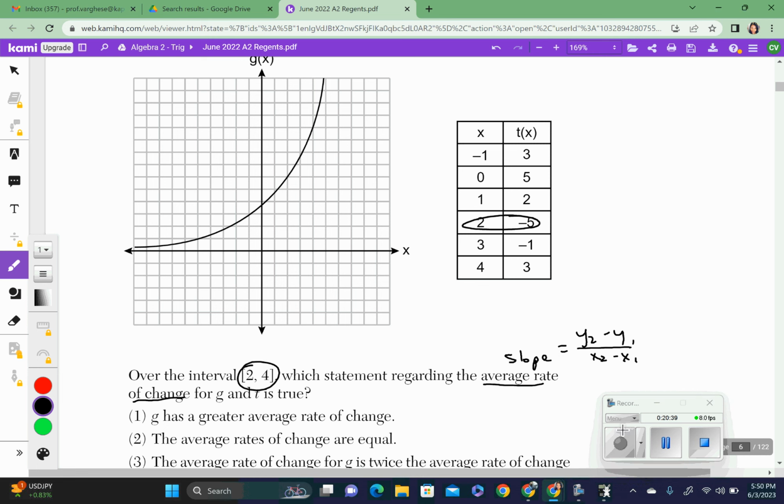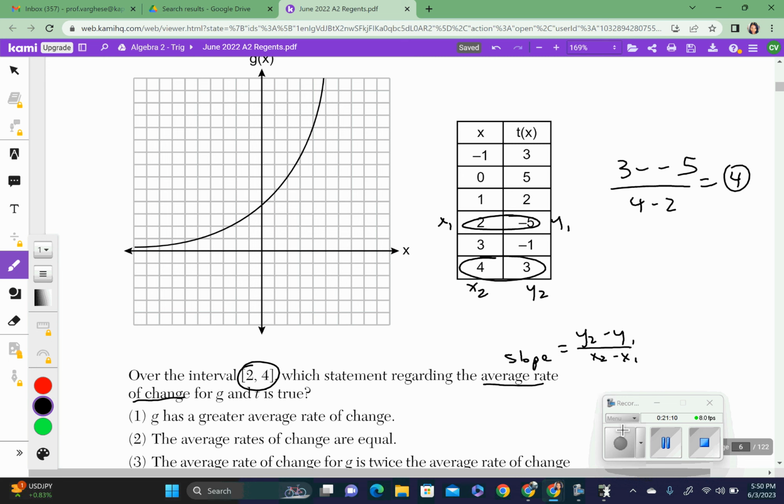All right, so for this one, it says on the interval from 2 to 4, this is very critical. So we're looking at this number and this number, and again, this is a non-negotiable. So if I call this x2, this x1, y1, y2, I'm going to do 3 minus -5 over 4 minus 2, and if I plug that into the calculator, I'm going to get 8 divided by 2, which is equal to 4. So 4 is the slope between these 2 points.